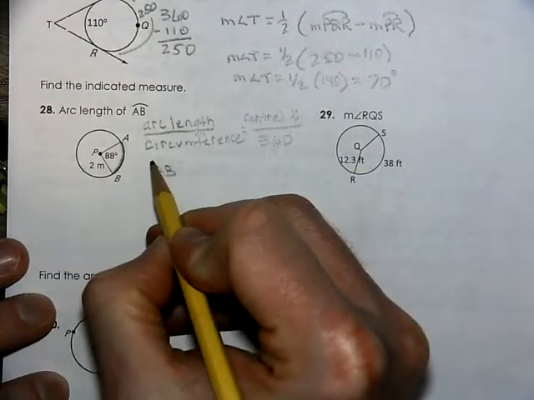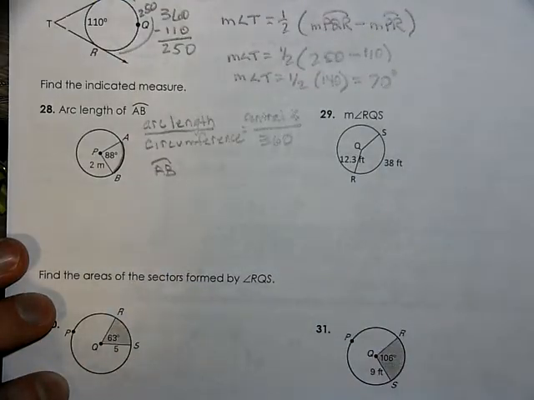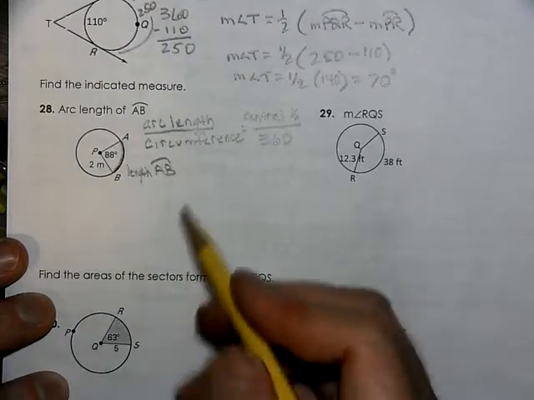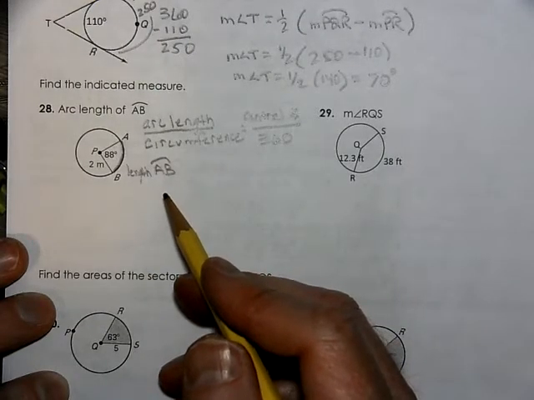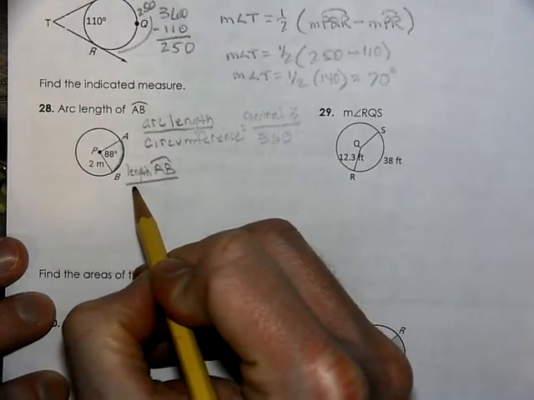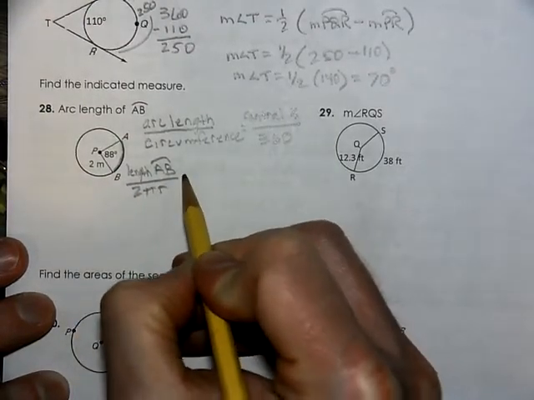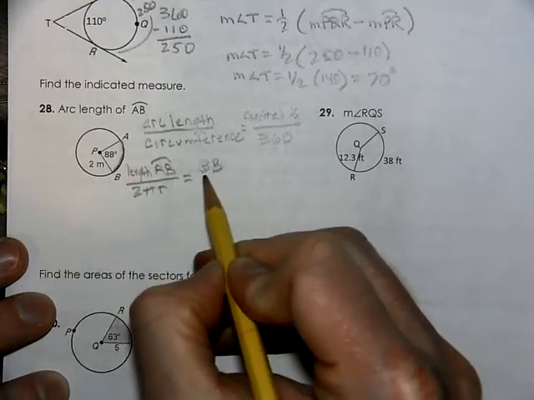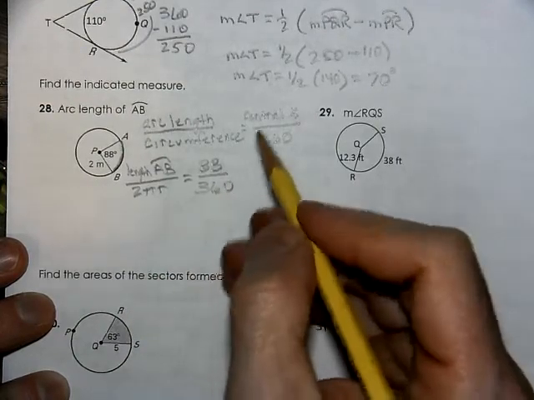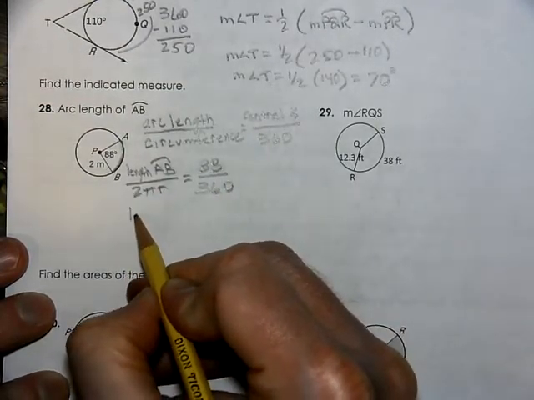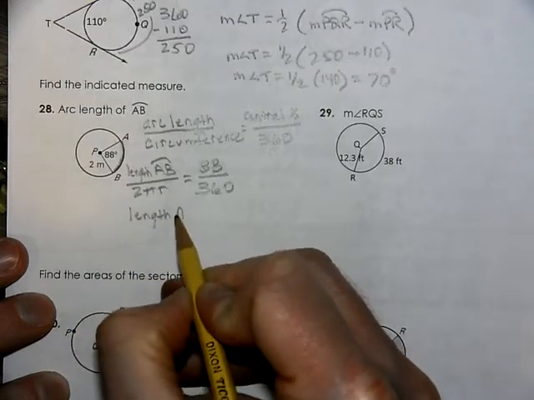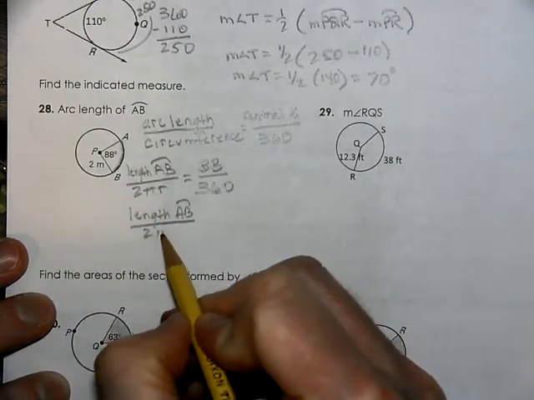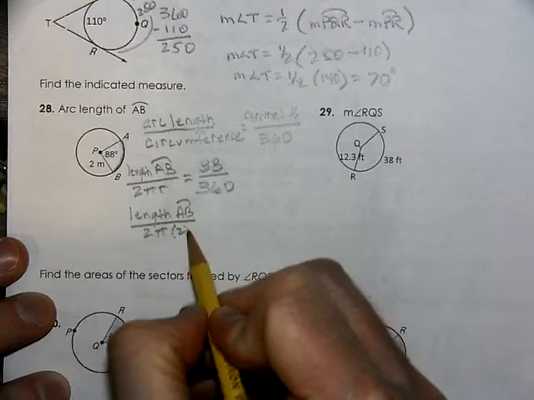So arc AB, with a curve around it, the length of arc AB. It's not the measure, so we don't put an M. Over the circumference, which is 2 pi r, is going to be our 88 over 360. So the length of our arc over 2 pi times 2, because that's the radius.